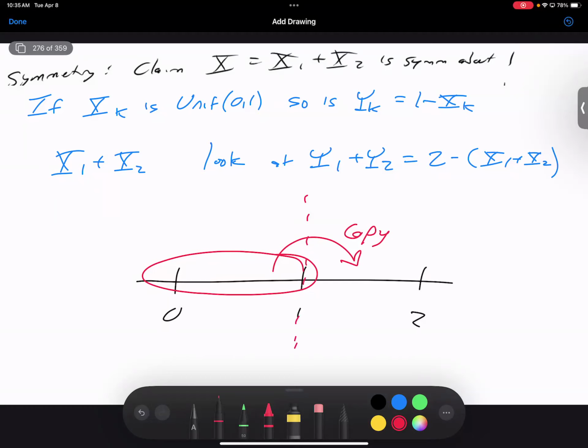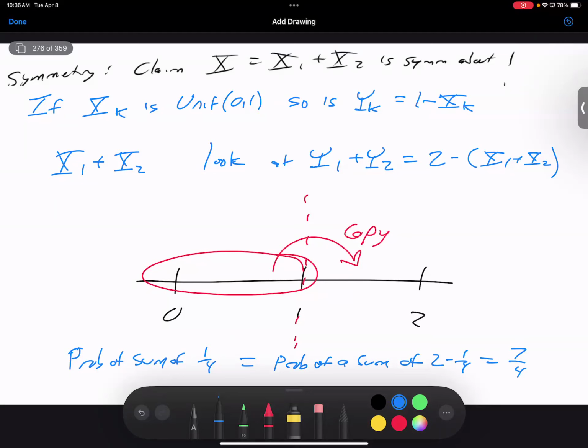If x1 plus x2 equals 1/4, that's the same as y1 plus y2 being 7/4. So the probability of a sum of 1/4 is the same as the probability of a sum of 2 minus 1/4, which equals 7/4.